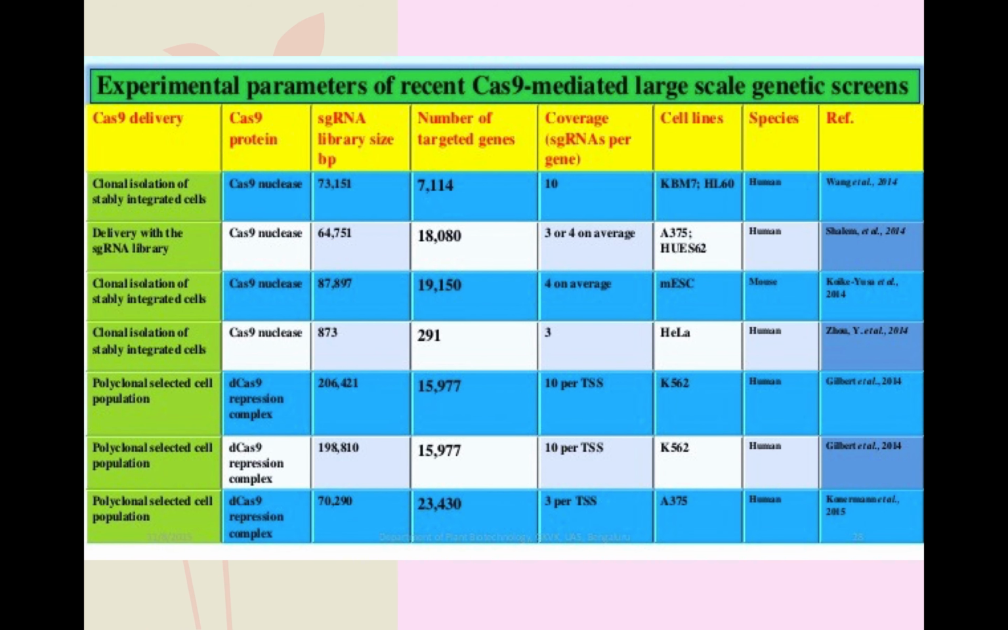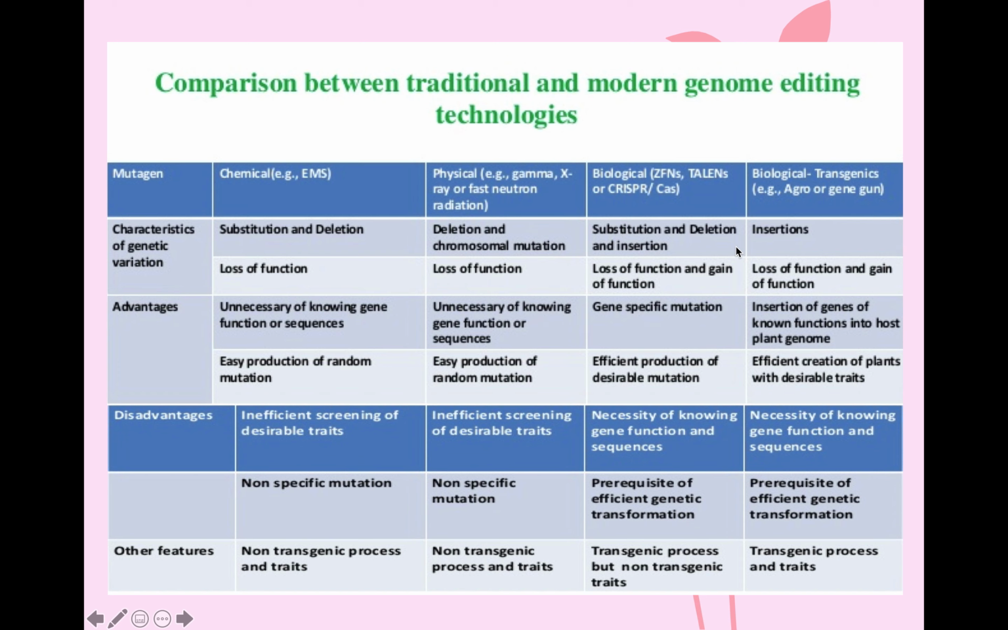Alright, so these are also some of the experimental parameters of recent Cas9-mediated large-scale genetic screens, if you're interested in it. They are also tested in human cell lines. And this is the comparison between traditional and modern genome editing technologies, just to cap off or summarize the genome editing topic.